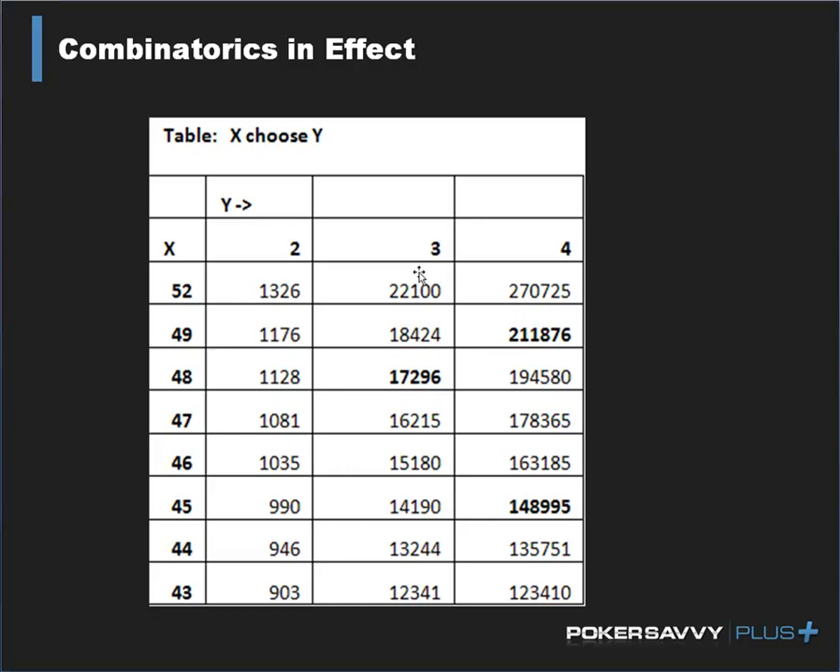22,100 is the number of unique flop possibilities, given that we don't know any cards, just random flops. We don't know anything. I don't know my starting hand. I don't know any other cards that aren't going to be on the flop. All I know is it's a randomly dealt flop. There are 22,100 different flop possibilities.